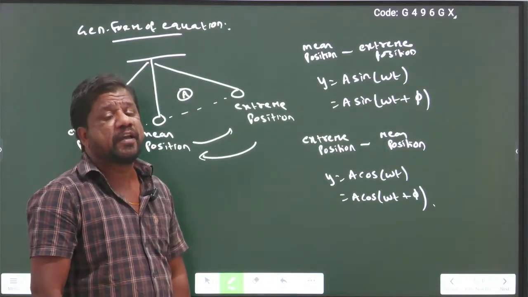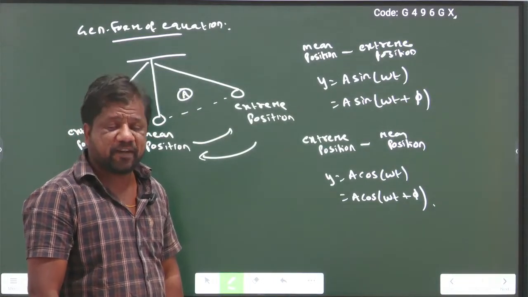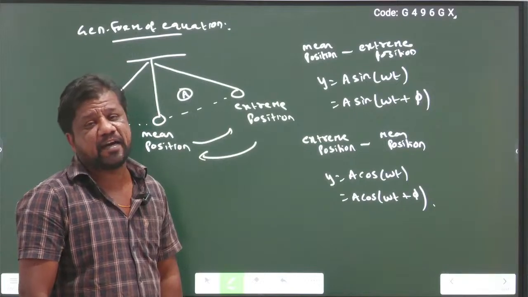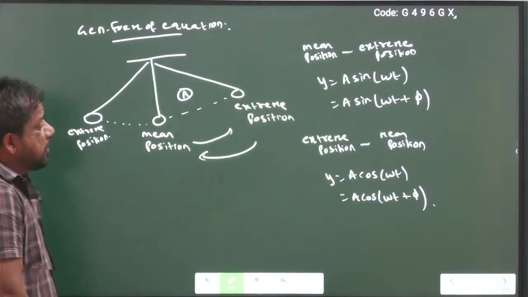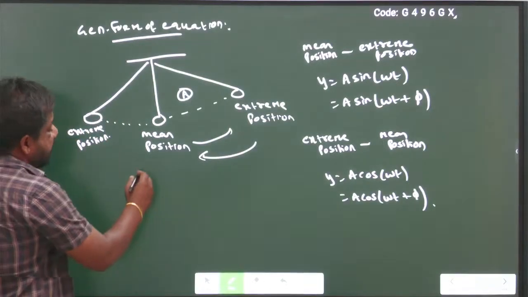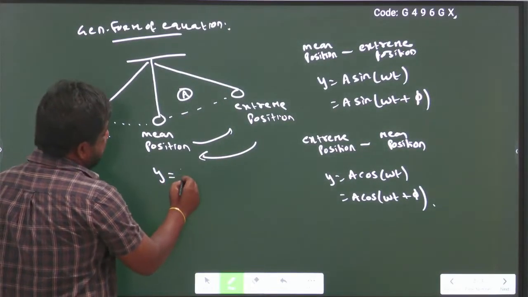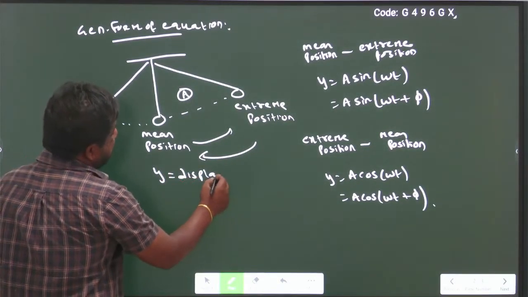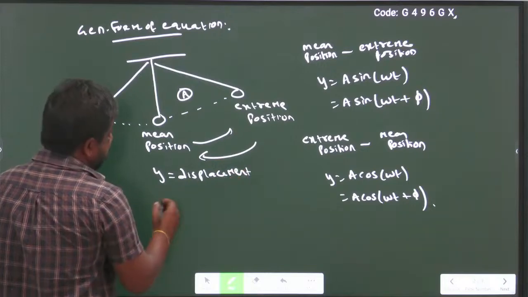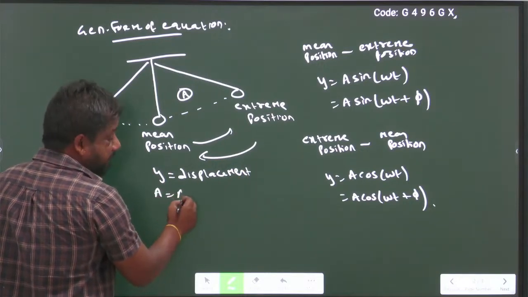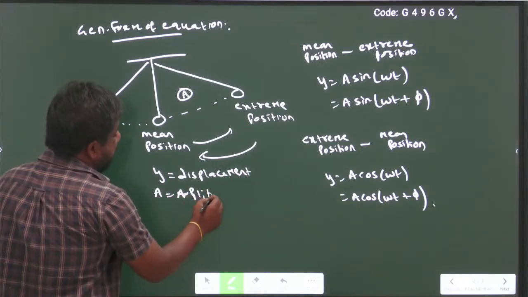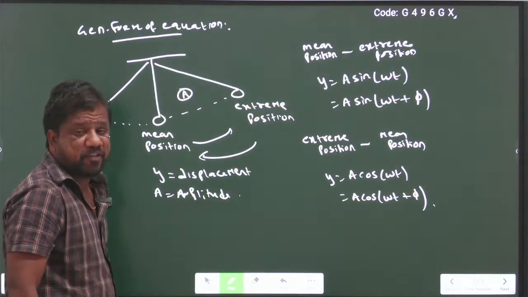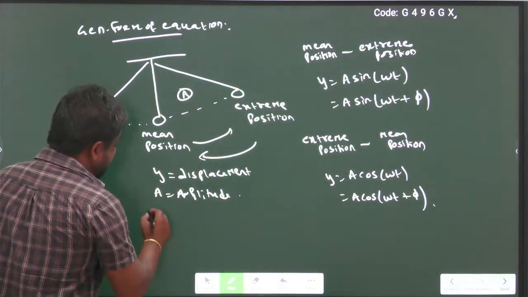Y is equal to A cos omega t, or Y is equal to A cos omega t plus phi. So the most important relation. Now what is the meaning of each and every term? Y is the displacement. A is the amplitude.